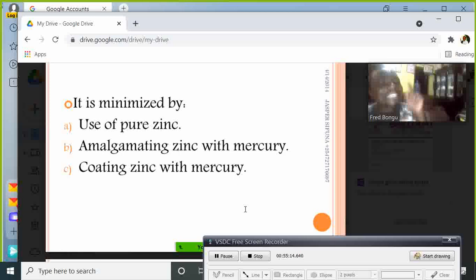Amalgamation is mixing zinc with mercury. Mercury will coat the zinc. Remember, mercury is not a reactive metal. So mercury is going to cover or to coat the zinc. Therefore, zinc is not going to be exposed to sulfuric acid. So therefore, it's not going to be eaten away. So those are the two methods we use to prevent it.